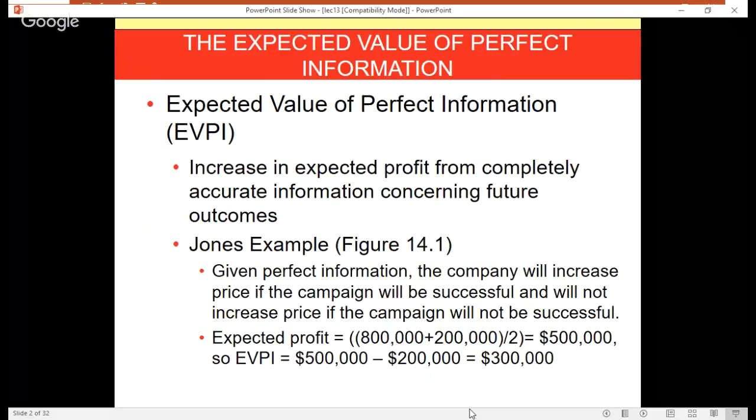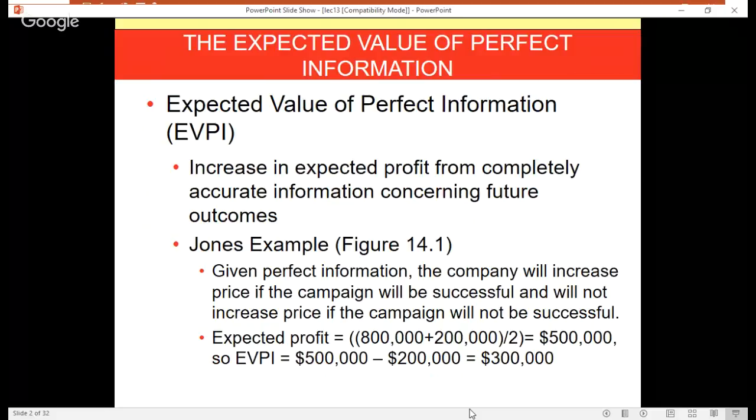So what is my increased profit from completely accurate information? Given perfect information, the company will increase the price if the campaign is successful and make 800,000. But I won't increase the price if it wouldn't be successful, so in that case I'd make 200,000. So my expected profit, if I had perfect information, would rise from 100,000 to 500,000: 800,000 plus 200,000 divided by 2.